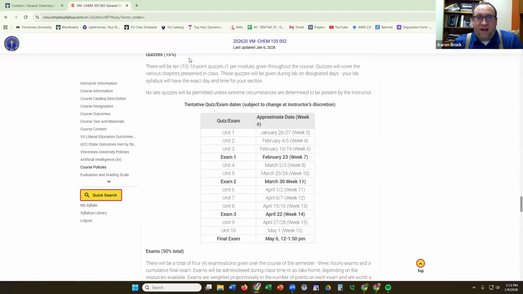For the quizzes, there are 10 units that we are going to cover. Each unit gets its own quiz. The approximate dates of those quizzes are here. This is subject to change. So if we get behind, or we have class canceled on account of weather or some other phenomenon, these could flex around and move.